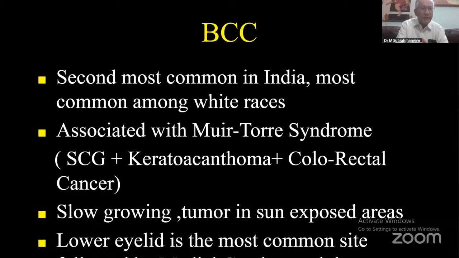Basal cell carcinoma is the second most common in India, but is the most common type of lid malignancy among white races. It could be associated with Muir-Torre syndrome, that is BCC plus keratoacanthoma plus colorectal cancer. It is a slow-growing tumor. It is present in sun-exposed areas. Lower lid is the most common site, followed by medial canthus and then upper lid.